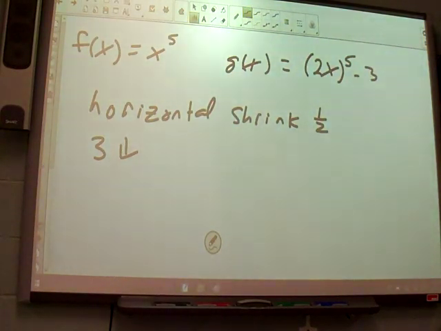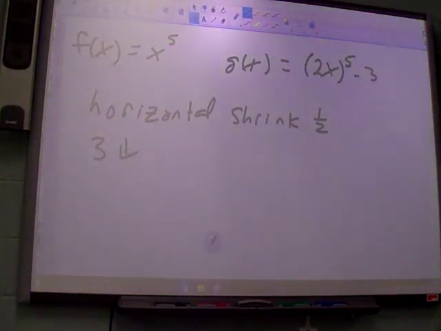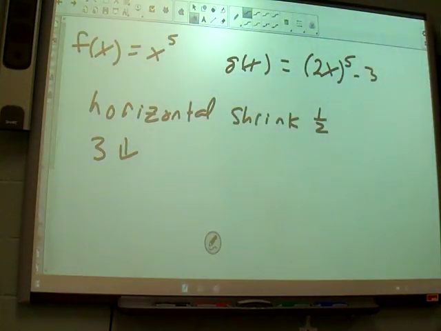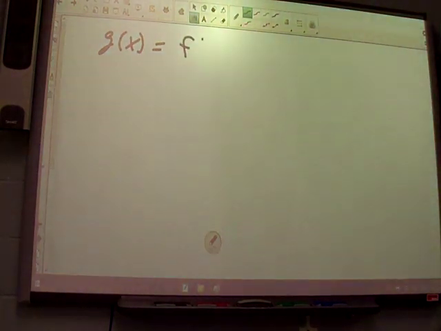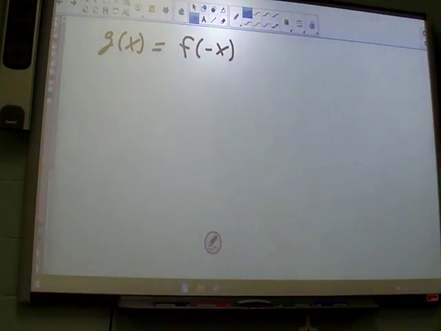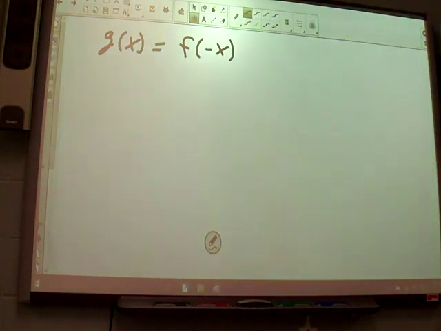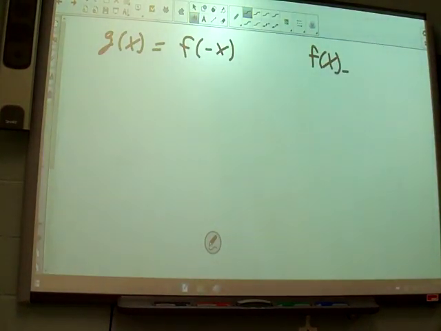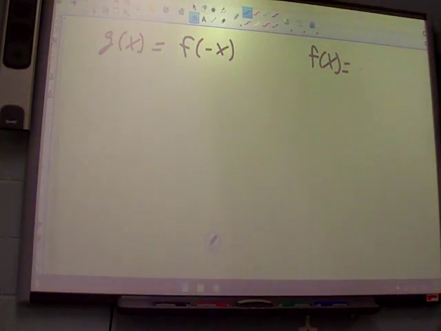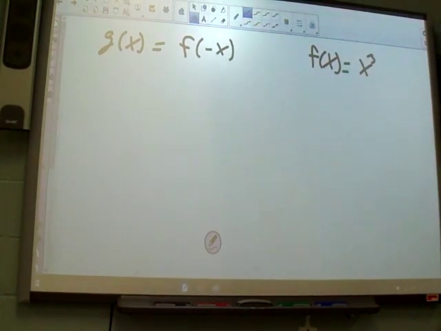Alright, the last topic I want us to look at. Everybody good? This says g of x is equal to f of negative x. So this is weird. Our directions have changed a little bit. What I'm given in the beginning is what f of x is. For this particular problem, f of x is x cubed plus x squared plus 1. Okay, so there's your function.